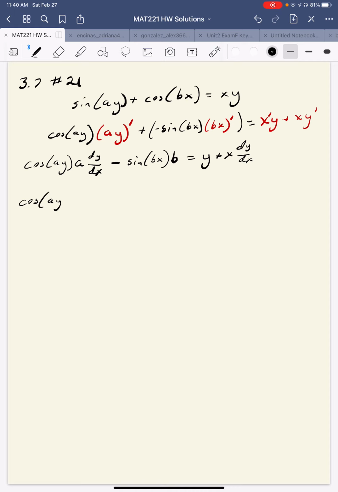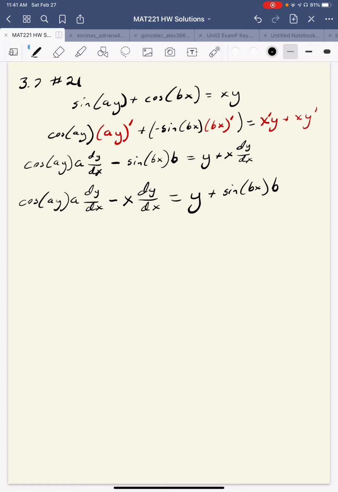And I will get cosine ay a dy/dx, and subtract the negative x dy/dx from both sides. And then I want everything that doesn't have the dy/dx on the right-hand side. I already have the y there. And on the left, I currently have this sine bx times b being subtracted. So I'm going to have to add that to both sides. So that gives me sine bx b.